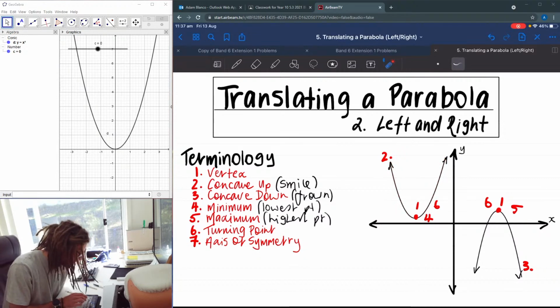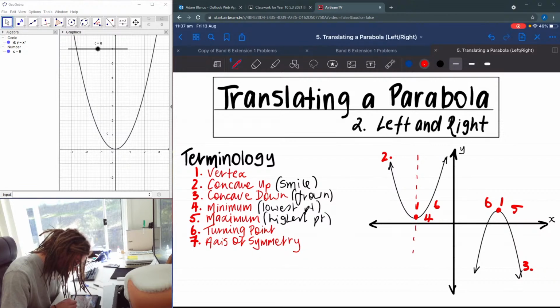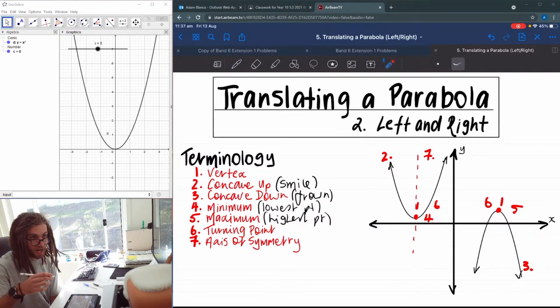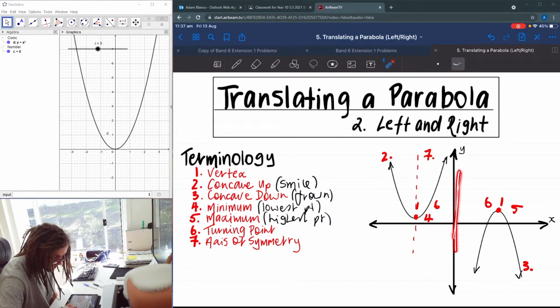Now, the axis of symmetry is exactly what you'd think it'd be. That, which is 7. And in the last exercise, we were only going up and down. So the axis of symmetry never actually changed.